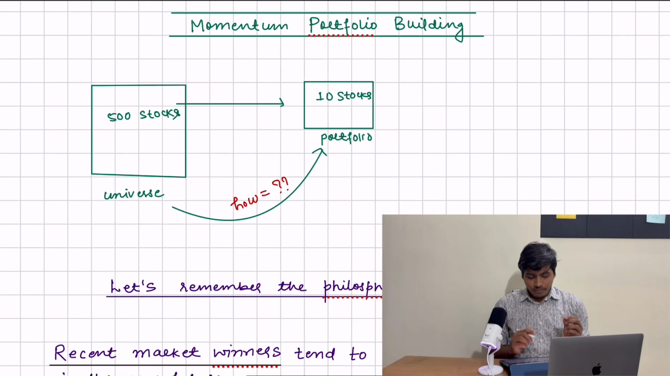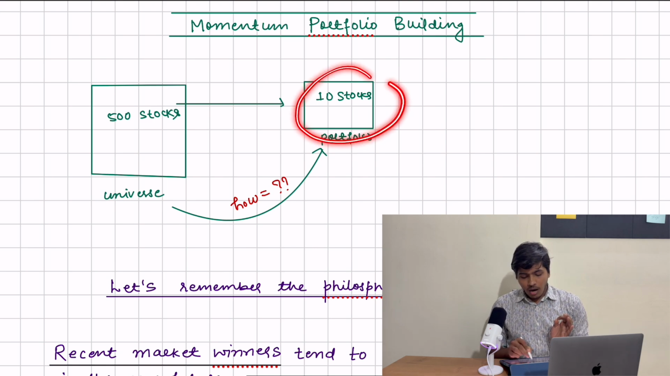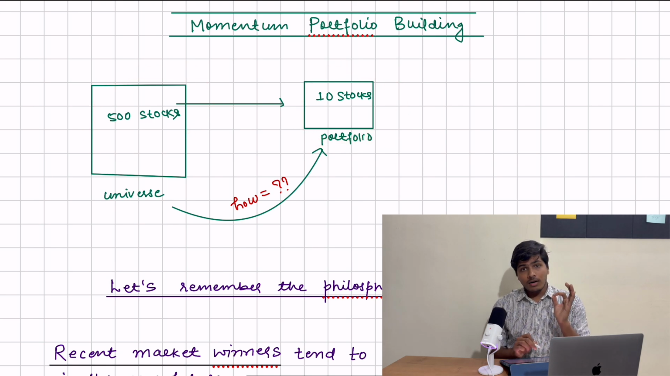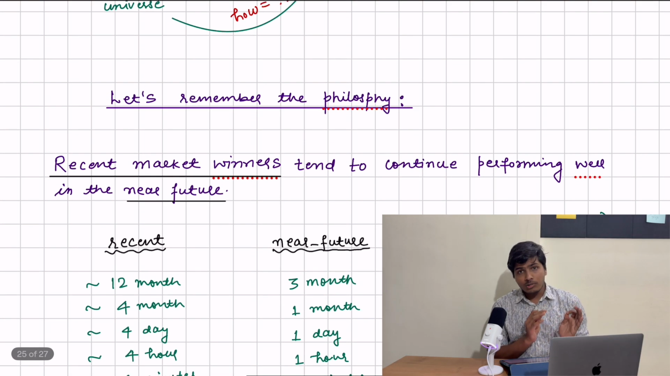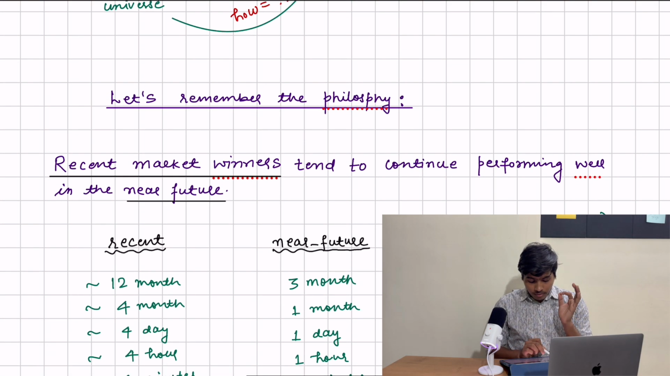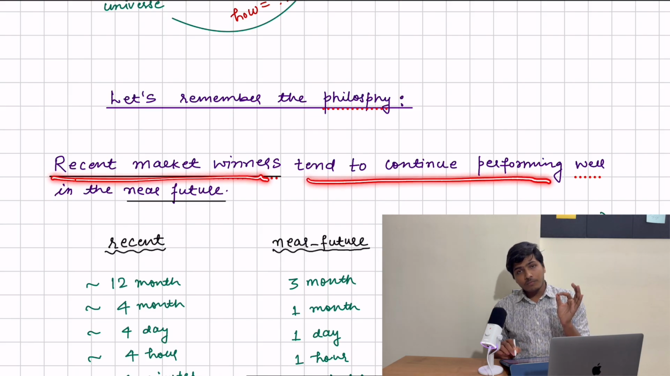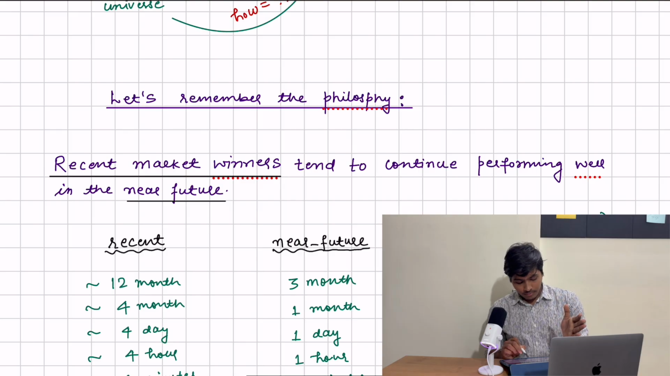Consider the universe of 500 stocks and I want to select the top 10 stocks based on this factor. Then how are we going to select these 10 stocks out of 500 underlying stocks? Now let me state the philosophy of momentum again. The philosophy says that recent market winners tend to continue performing well in the near future.